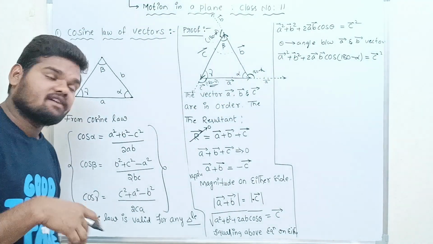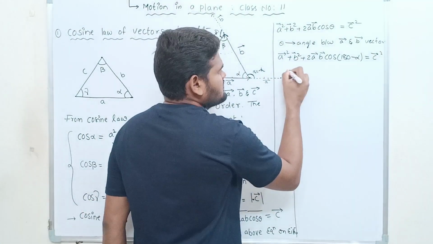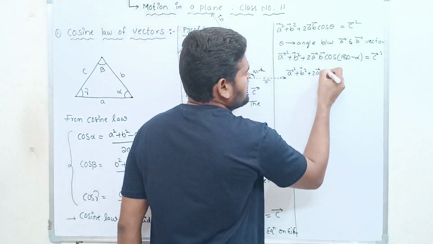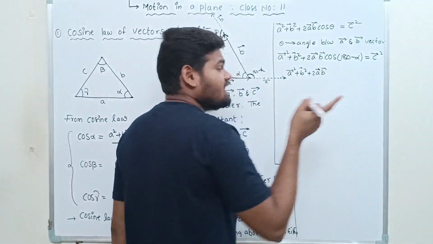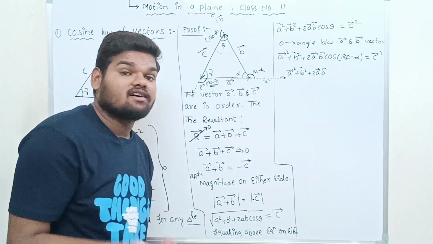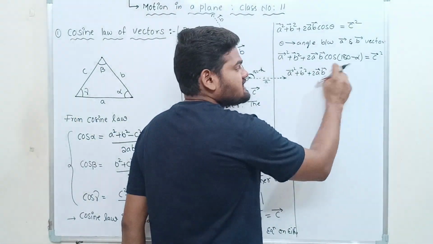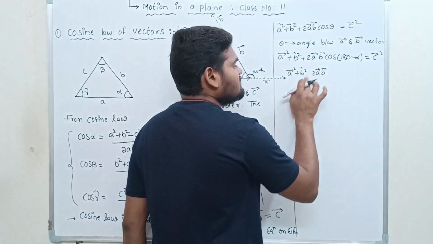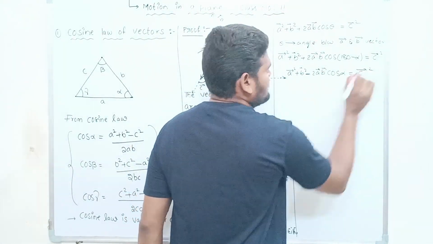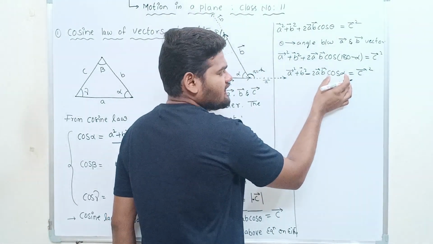Are you getting? Any doubts? Okay, sir. So A bar square plus B bar square plus 2 A bar B bar cos(180 minus alpha). Cos(180 minus alpha) is in the second quadrant. In the second quadrant, cos is negative. So it becomes minus cos alpha. Plus into minus cos alpha is equal to C bar square. So what we have to find? We have to find cos alpha.